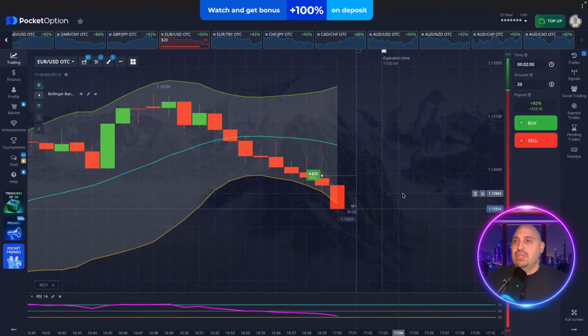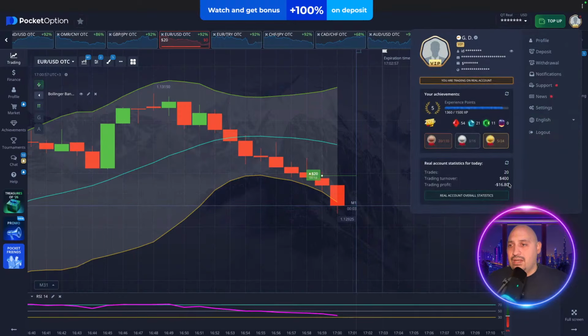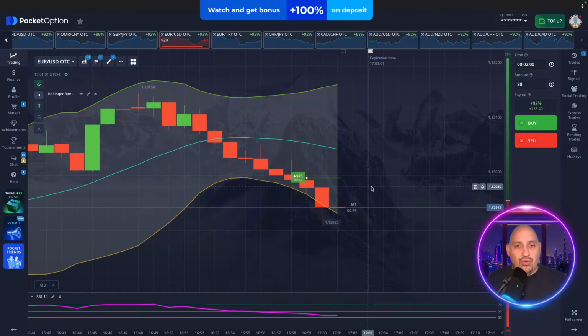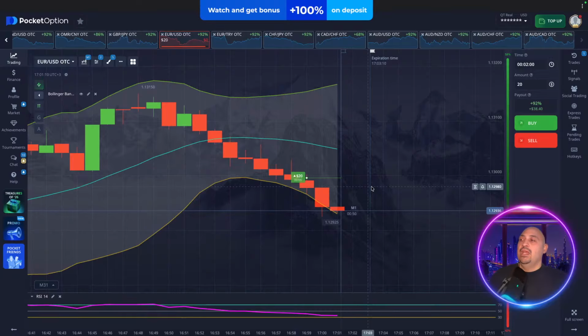That is okay given the circumstances that I've traded with around $400. So minus $37, minus $40 a day in today's session is still part of the risk management. I did not lose a whole portion of it.